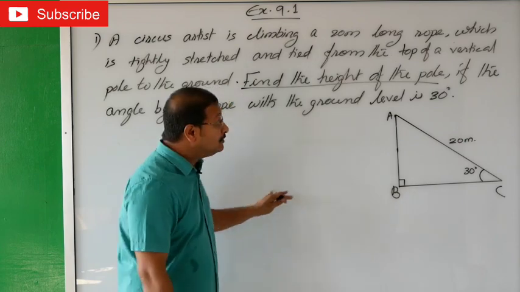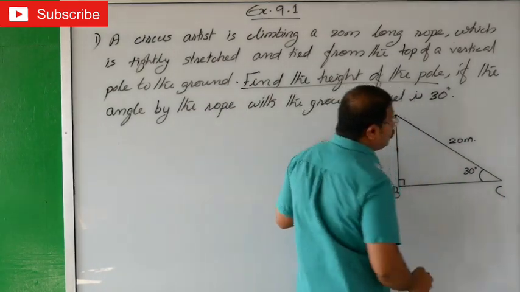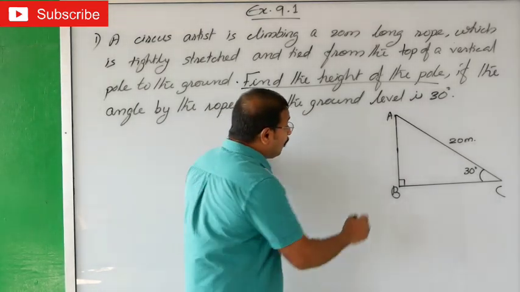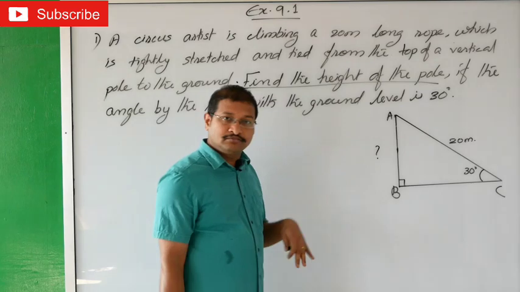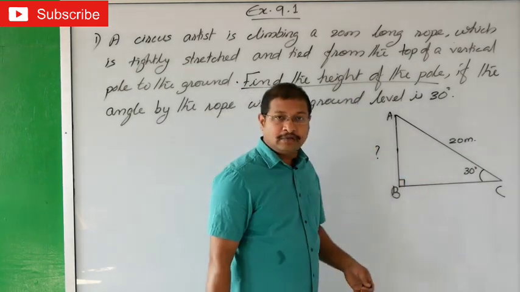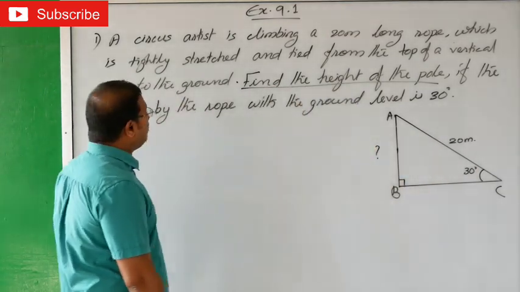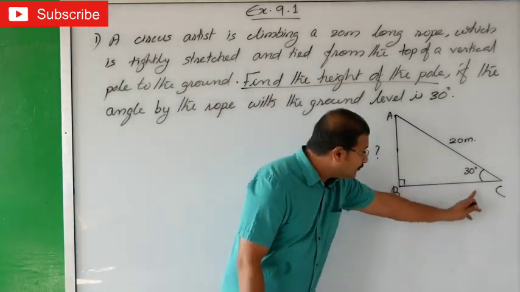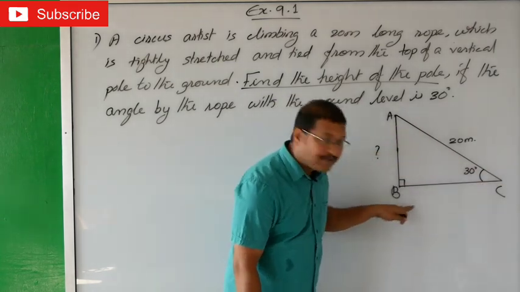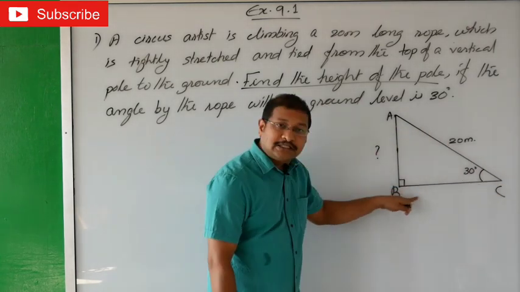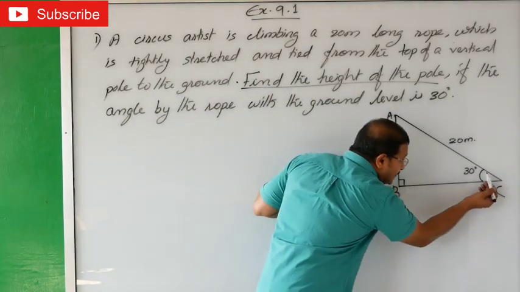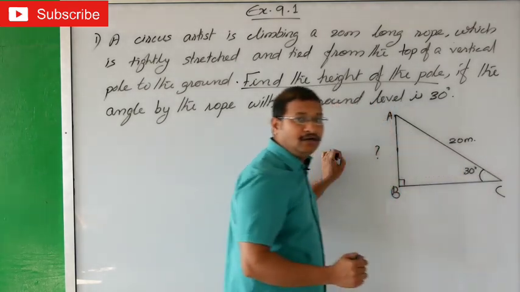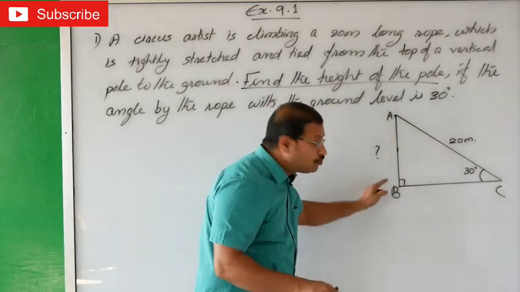Now what is given here? Length of the rope is given 20 meter. Now what do you want to find out? Height of the pole you have to find out. And this angle is given. See what is given? Angle by the rope with the ground. Angle with the rope and the ground is given 30 degree. That means this angle is given 30 degree. Length of the rope is given 20 meter. You want to find out height of the pole.